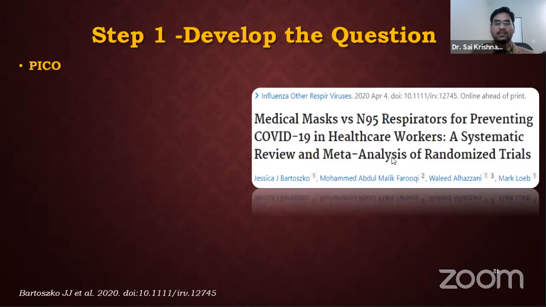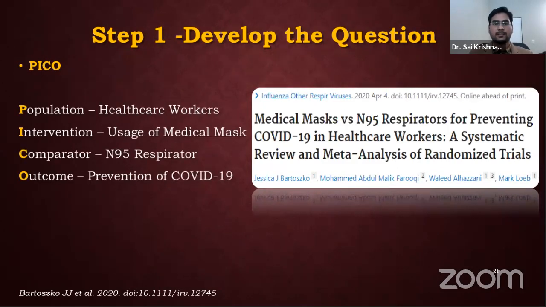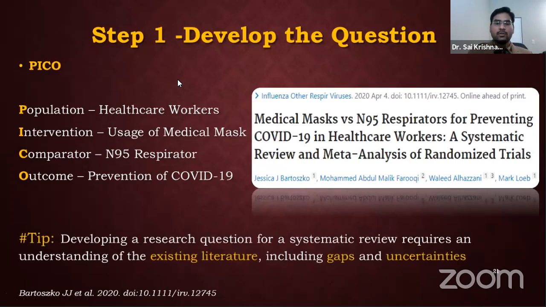You are assessing the population, that is healthcare workers, who are using medical masks versus healthcare workers who are using N95 respirators. So it's an intervention and it's a comparator. And the outcome measure would be preventing COVID-19, that is preventing the onset of COVID-19 cases. So that's PICO. It's very simple. Just by looking at the title, in most cases, you can frame what the PICO is. Here is a tip which I wanted to tell you.